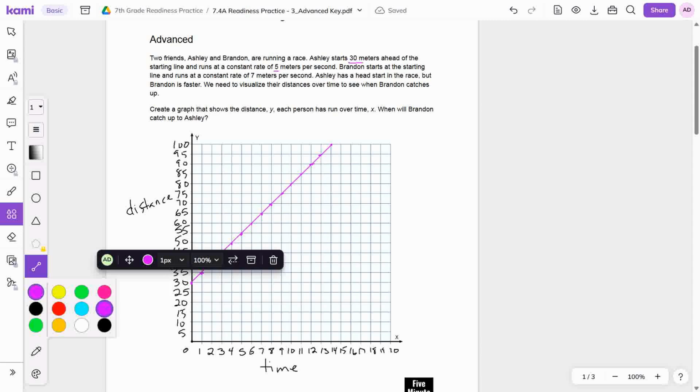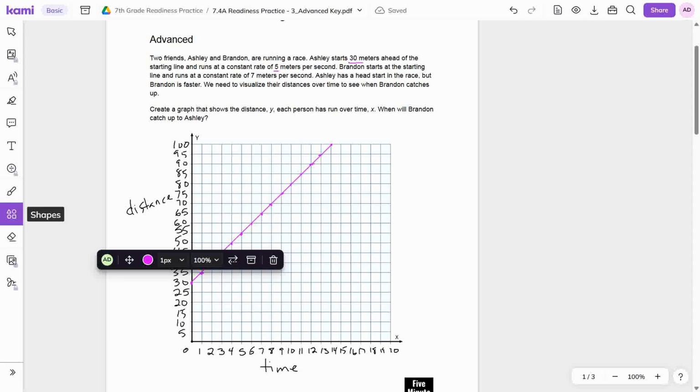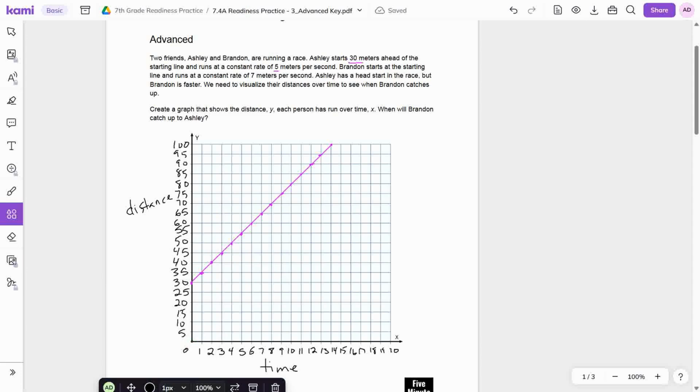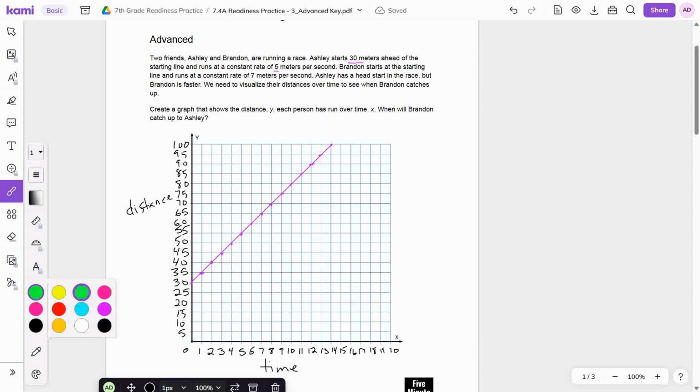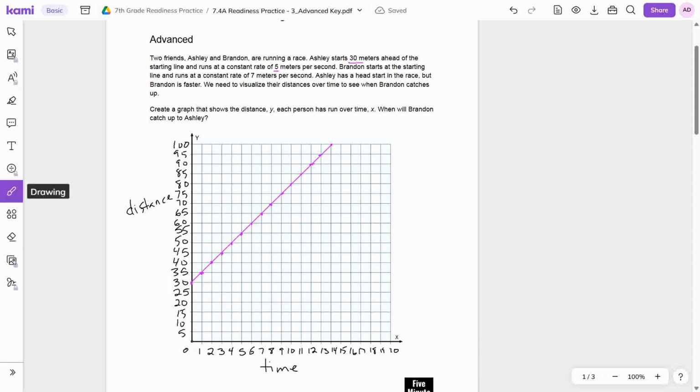Okay. Now, let's look at our friend Brandon. Now, Brandon's going to start at the starting line. So he's going to start here. Let's get that. There we go. So he's starting at the origin. But he runs at a constant rate. Look at that. 7 meters per second. Okay, so Ashley does have a head start, but Brandon is actually going faster.